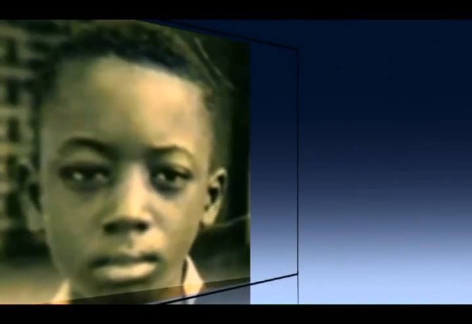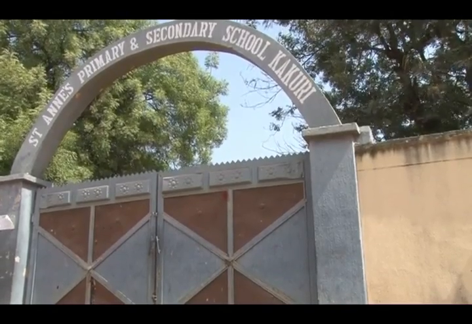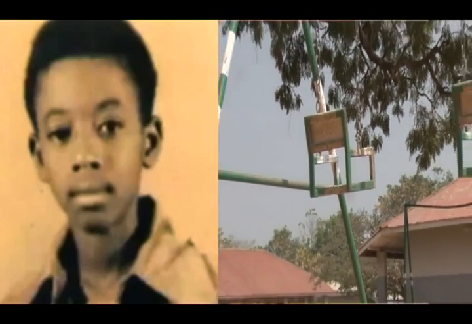The young Sunusi started his early education at St. Anne's Catholic Primary School in Kakuri, Kaduna.